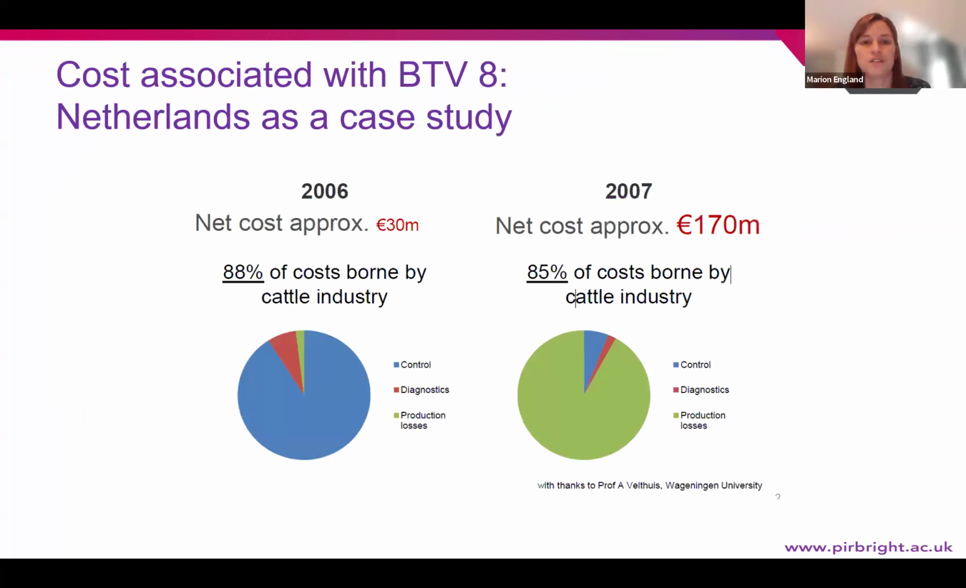So this is just very briefly the approximate costs that are associated with a virus outbreak like this. In 2007, we're looking at 170 million euros, and 85% of these costs are borne by the cattle industry. And this is just looking at the Netherlands alone. So if you extrapolate across Europe, it has a massive economic impact on the farming industry.